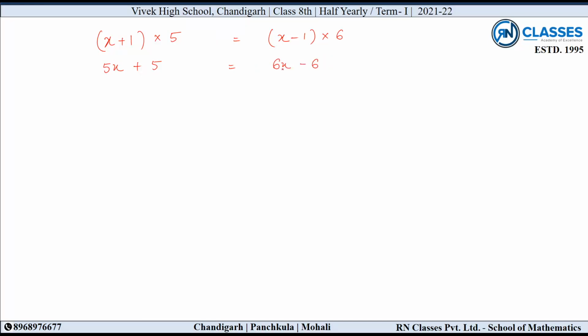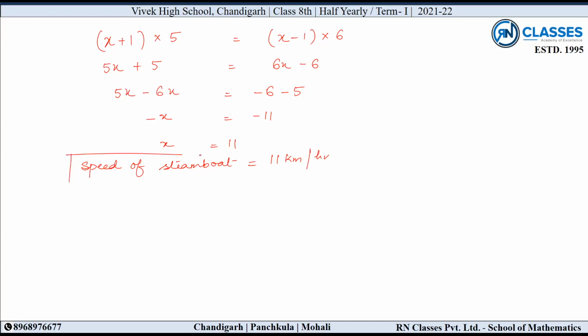Now take all x terms on the left hand side: 5x minus 6x is equal to minus 6 minus 5 on the right hand side. So minus x is equal to minus 11, so x is equal to 11, meaning the speed of the steamboat is equal to 11 kilometer per hour. I found out. One thing is found.